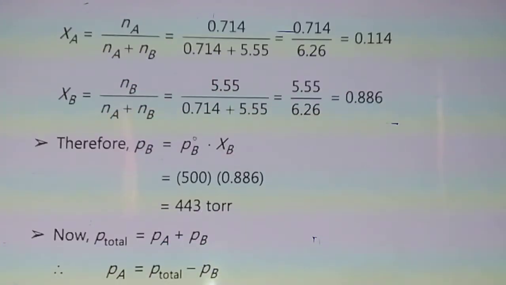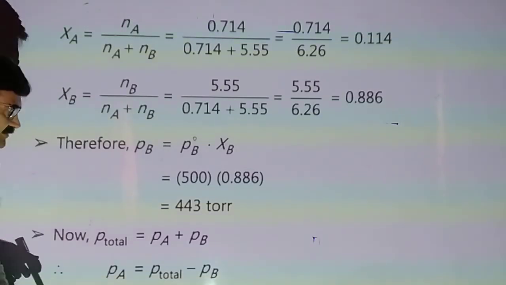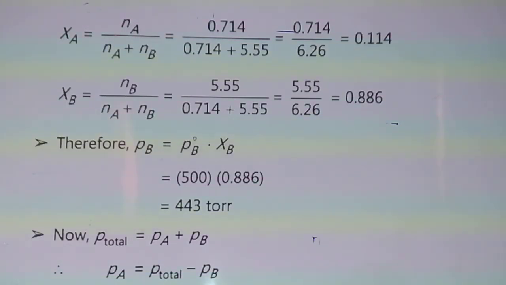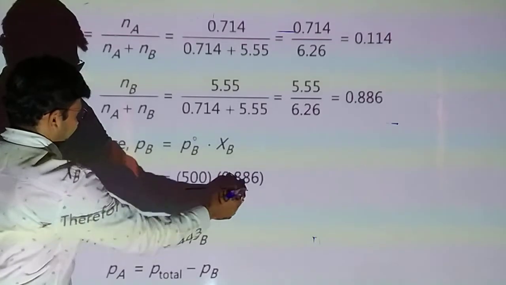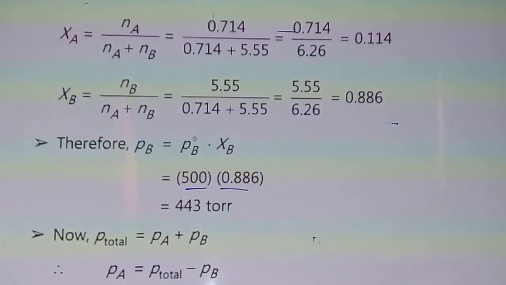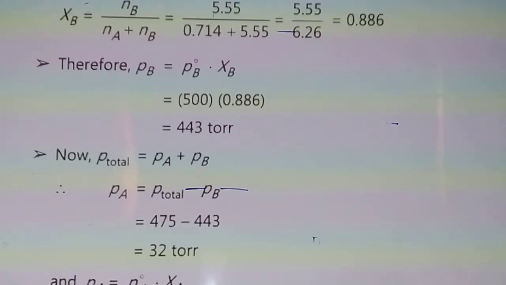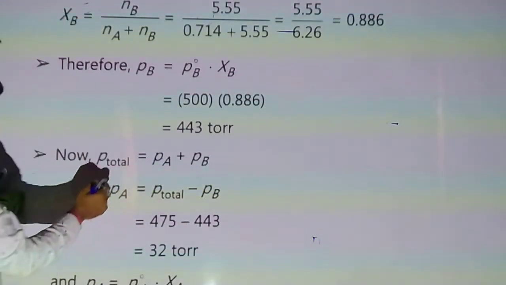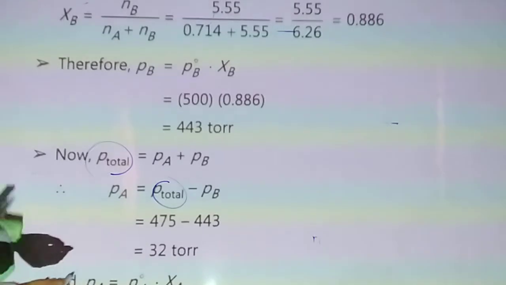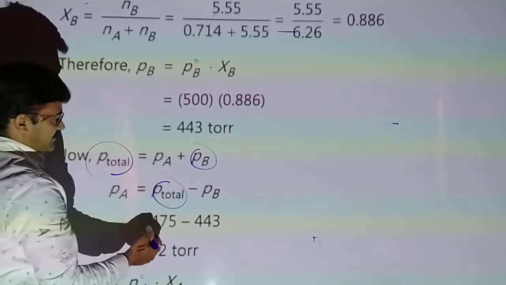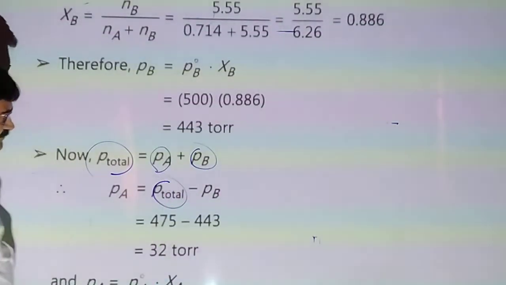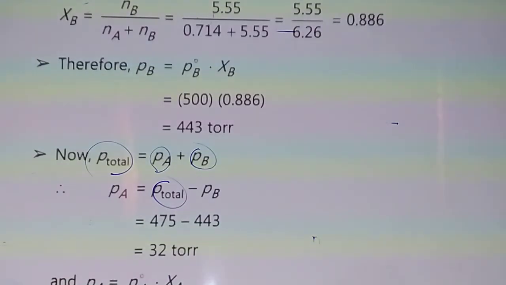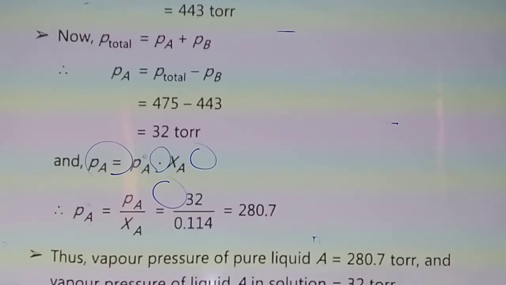So therefore the partial pressure of B is P degree B into XB, so 500 into 0.886. So PB is 443. Now the total pressure is given, 475. B is derived, so we can get the value of PA. So 32 torr; torr means millimeter.